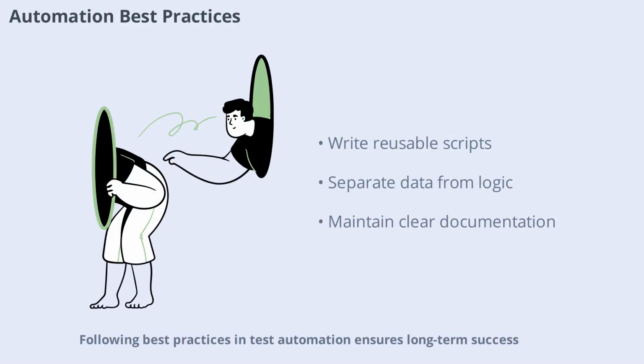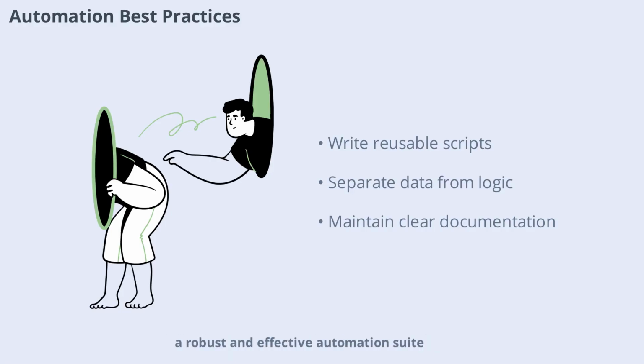Following best practices in test automation ensures long-term success. These include writing modular and reusable scripts, separating test data from logic, using meaningful names, and maintaining clear documentation. Regularly review and update your tests to adapt to application changes. Adhering to these practices helps maintain a robust and effective automation suite.